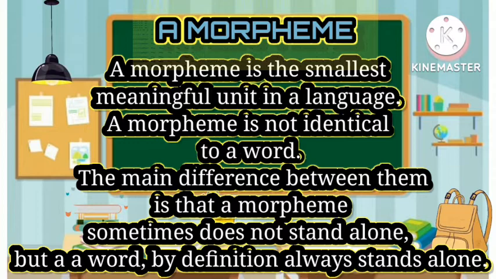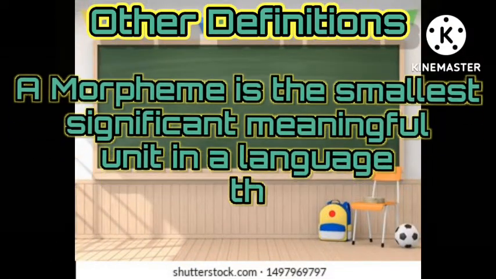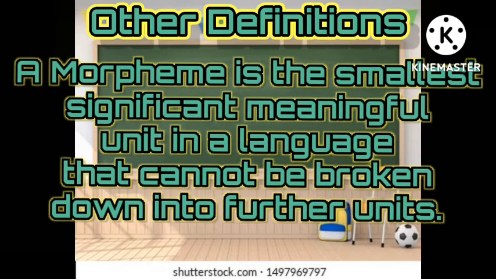A morpheme is not identical to a word. The main difference between them is that a morpheme sometimes does not stand alone, but a word by definition always stands alone. We also have other definitions of morphemes. A morpheme is the smallest significant meaningful unit in a language that cannot be broken down into further units.